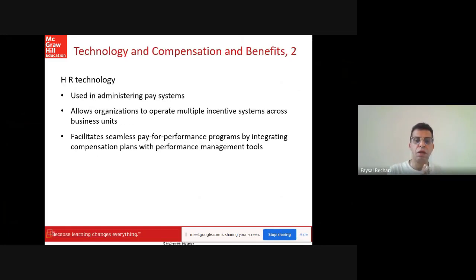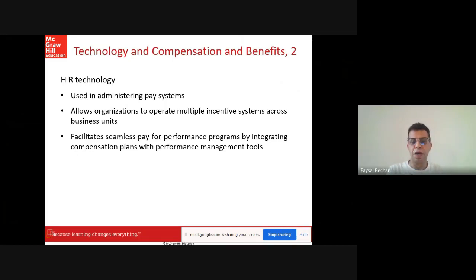Technology is also used in administering the pay system, which is payroll, and allows organizations to operate multiple incentive systems across the business. Some employees get salary, some salary plus bonus, some salary plus commission, some salary plus overtime. These are all issues you can put in the system, where it can calculate them automatically. It gets more complicated than that, but let's stay at surface level. I'm not going to go very deep into the IT because the focus of this course is HR, and we're just exploring the IT for HR.